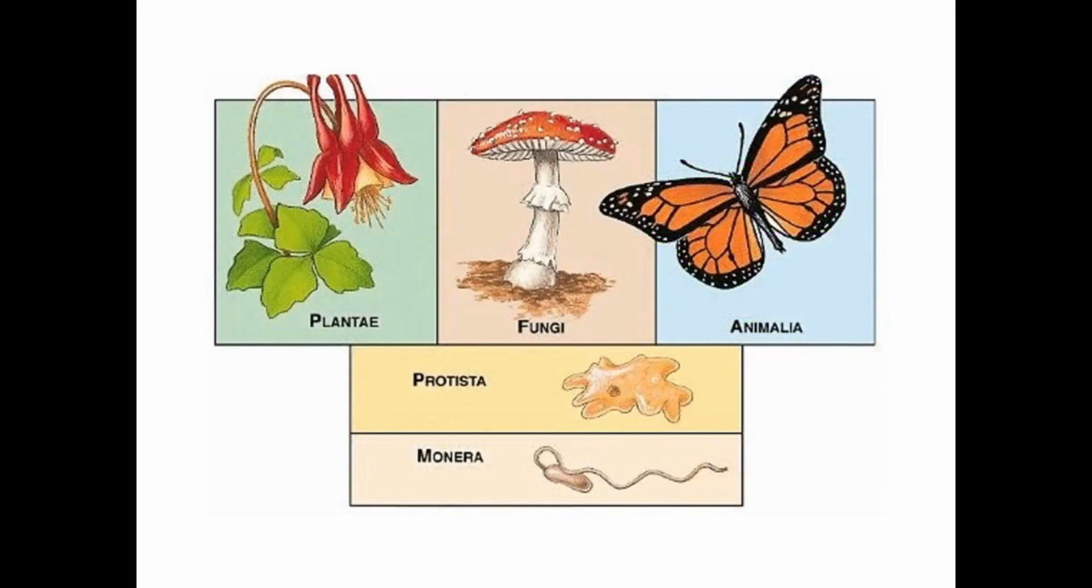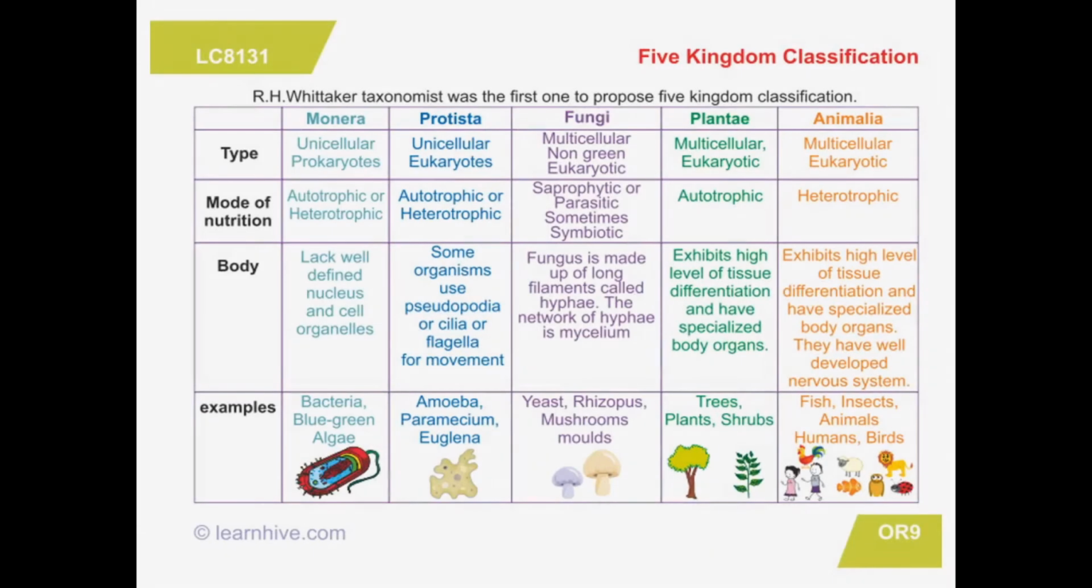In 5 kingdom system, we have Monera, Protista, Fungi, Plantae, and Animalia. And here are the characteristics for each type of kingdom in 5 kingdom classification. For this semester, we are going to discuss about the first 3 kingdoms, which are Monera, Protista, and Fungi.